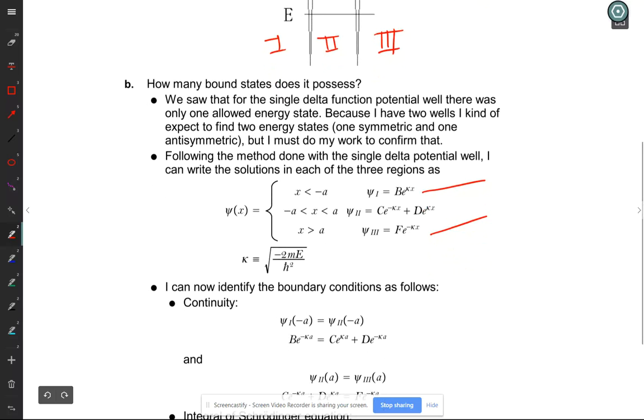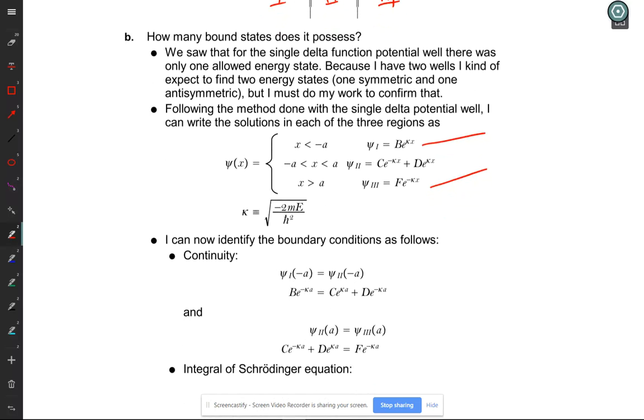Both of these terms aren't necessarily going to 0 in region 2, because it's not going to plus or minus infinity there. So we could get rid of one of the terms in region 1 and one of the terms in region 3 because they'd blow up to plus or minus infinity. But in region 2, it's not. So there's my solution. What do you do after you found that?